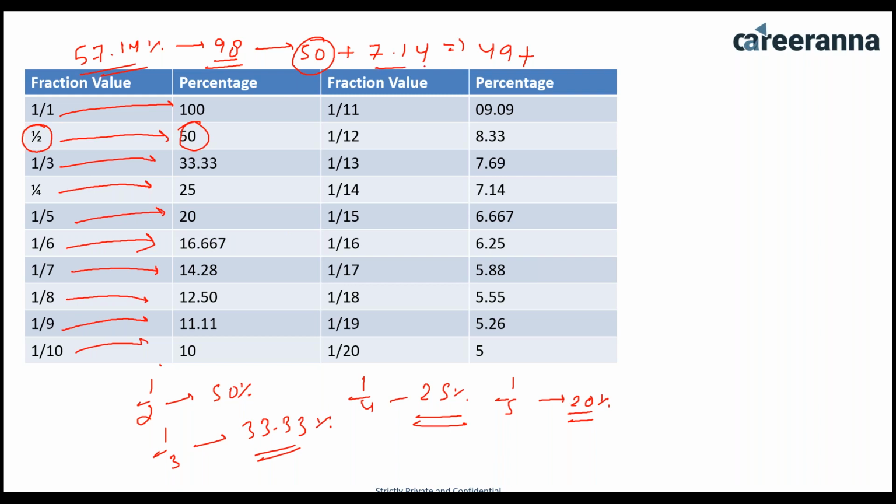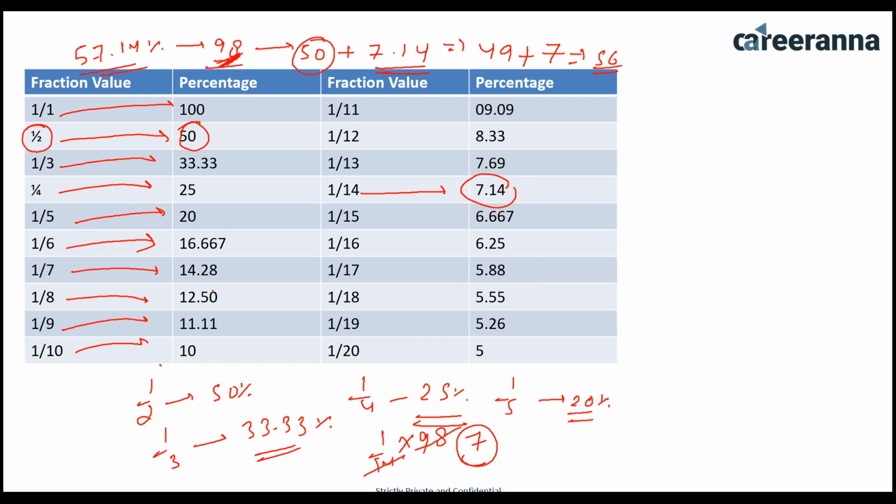Okay, now 7.14. I remember this table and I know that 7.14 can be written as 1/14. So 1/14 of 98. If you multiply 14 into 7, it is 98. So this would be 7, right? You can easily do it. 1/14 multiplied by 98. 14 ones are 14. 14 twos are 28, and 14 sevens are 98. So it is 56. Easily I can calculate.